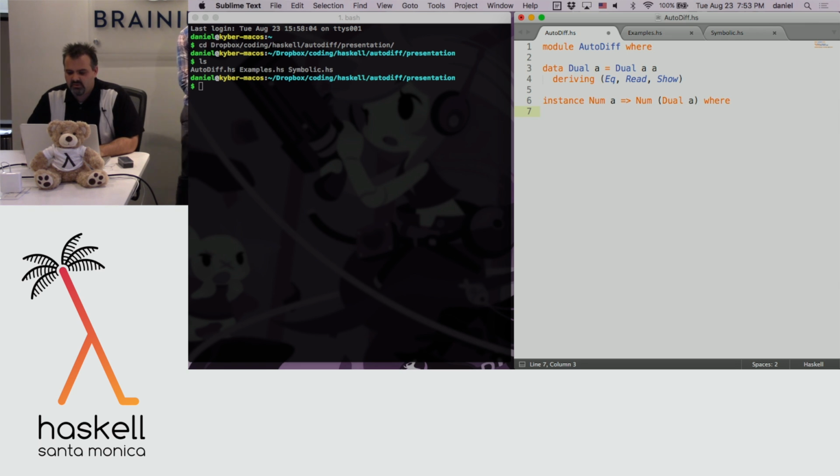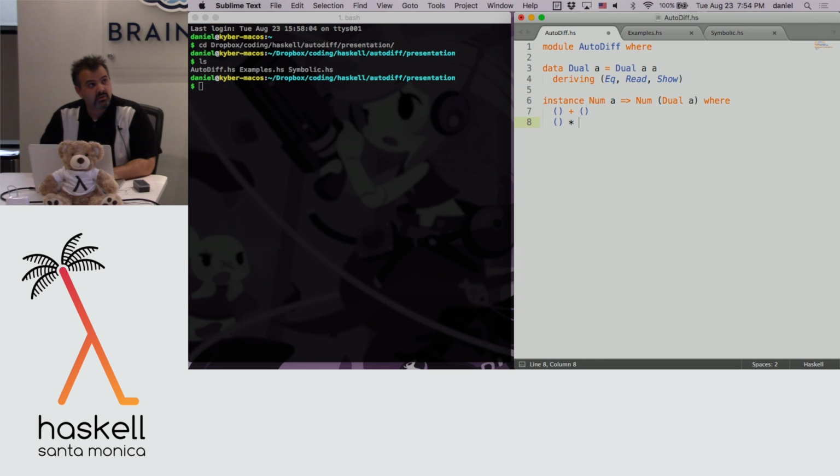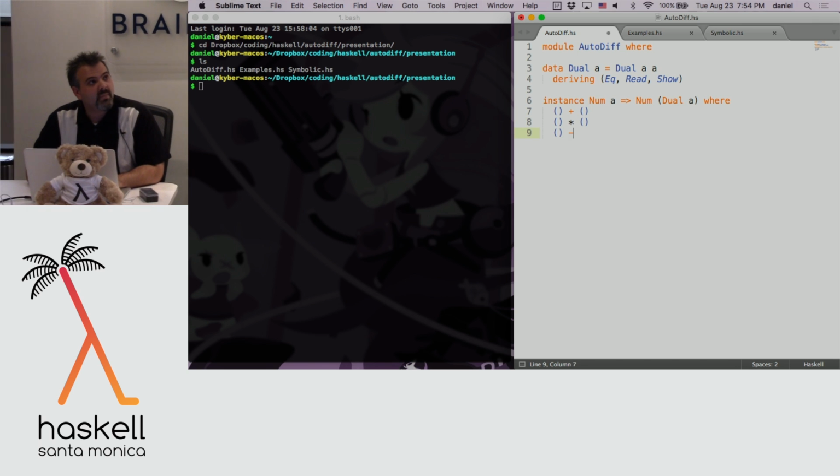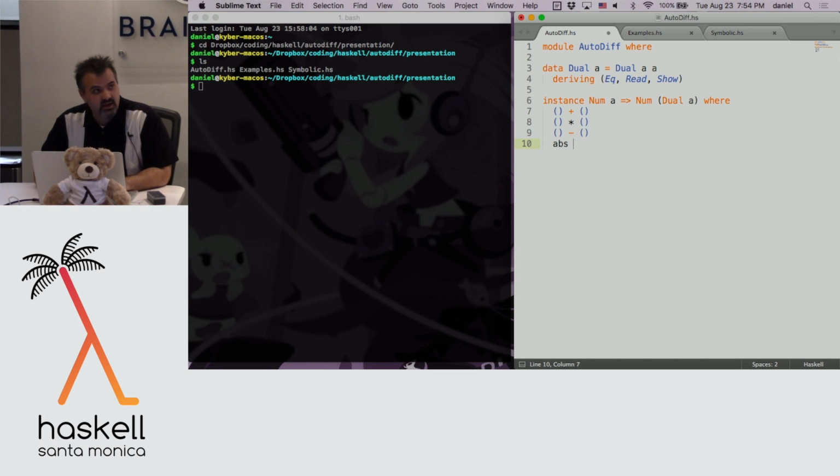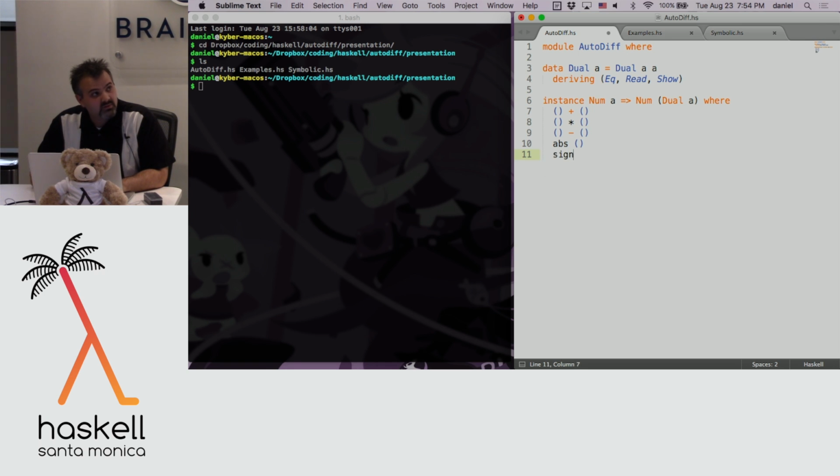And now we have to implement Num instances for these. What does Num have? Okay, it has plus, and it has times, and it has minus, and it has absolute value, and it has signum, and it has fromInteger. And all of these have to be duals. So I'm going to pattern match on here, and I'm going to give this a suggestive name.